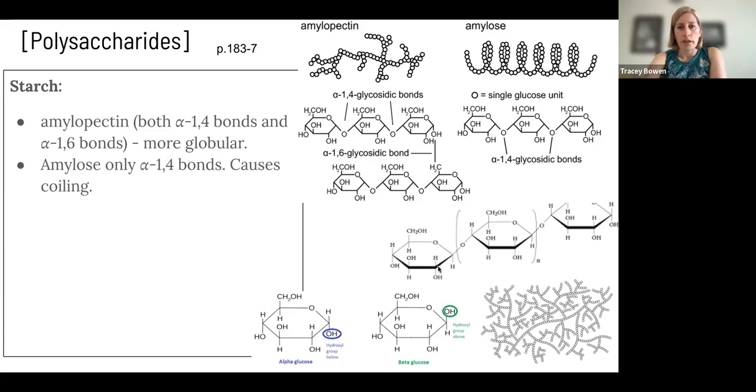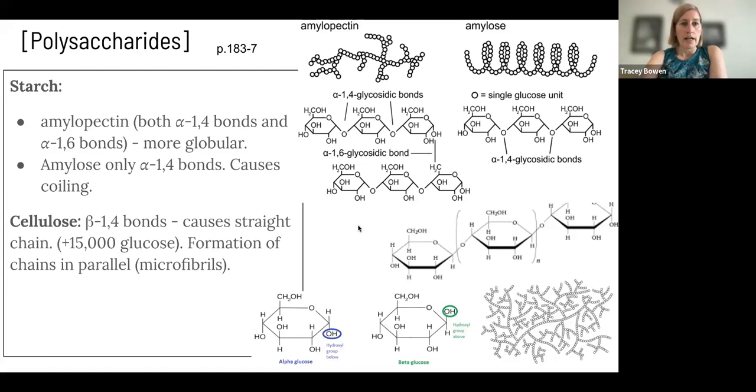If carbon number 1 is attached to carbon number 4, which would be over here, then that would be a 1,4 bond. So in the case of amylopectin, it has 1,4 bonds and 1,6 bonds. So it has some straight chains, but also some branching. It's going to be more globular. Amylose only has 1,4 bonds, and that causes it to be a straight chain. And then due to interactions with the groups that stick out from that straight chain, it causes it to coil.